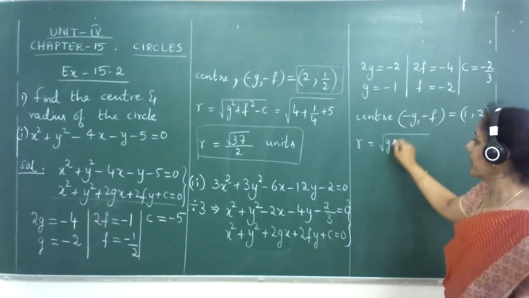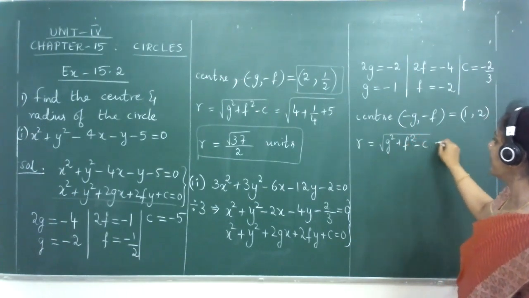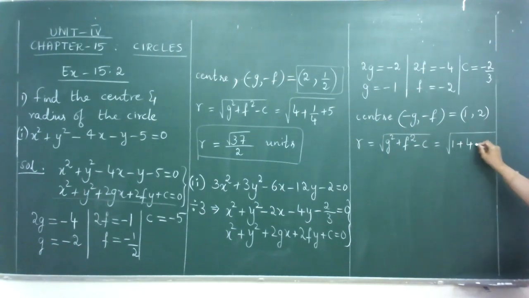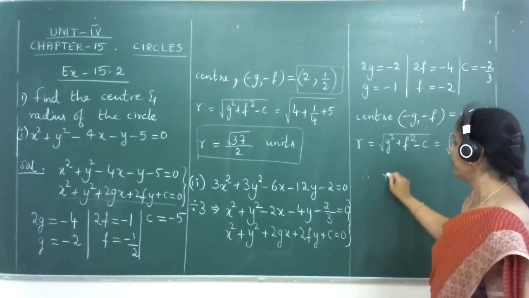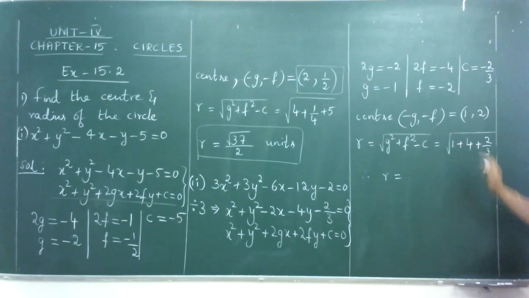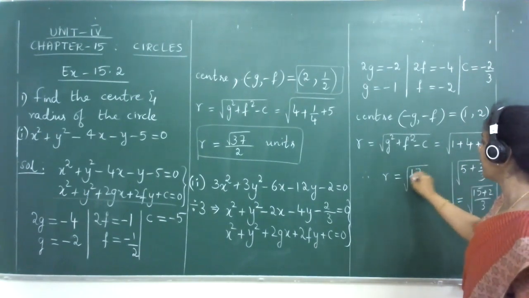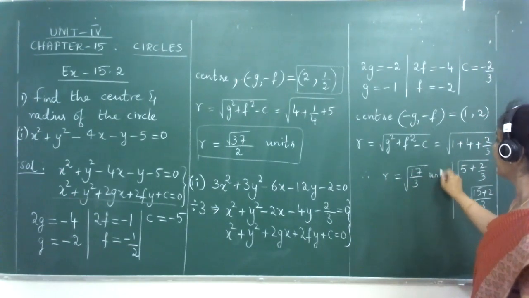Radius formula, square root of g squared plus f squared minus c. So here you get g squared, which is 1, f squared, which will be 4, minus of minus 2 by 3. It changes to plus 2 by 3. Take LCM to the denominator and simplify further. We therefore find r is equal to 4 plus 1, 5. We get 5 plus 2 by 3 under root, and this gets simplified as square root of (5 into 3, 15, plus 2) whole divided by 3. Thereby r is equal to square root of 17 by 3 units.